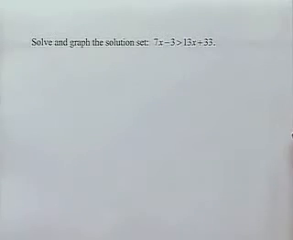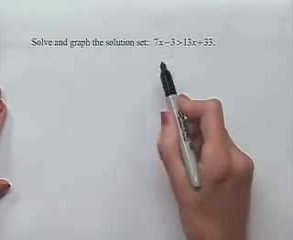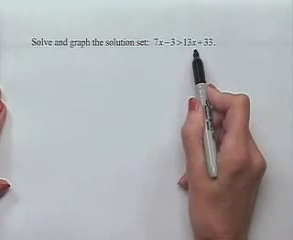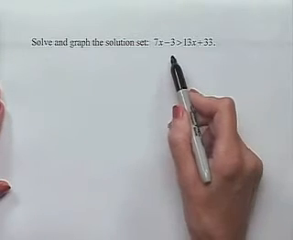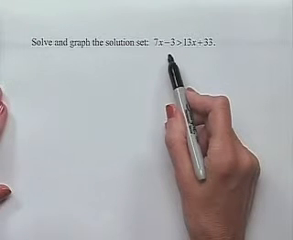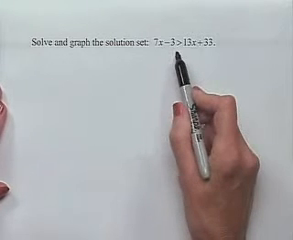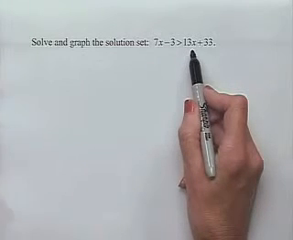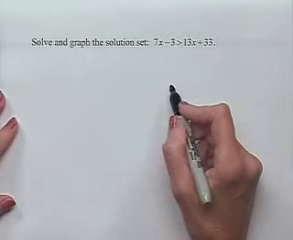Let's now look at a little more complicated linear inequality. Solve and graph the solution set. 7x minus 3 is greater than 13x plus 33. In this linear inequality, we have the variable x appearing on both sides of the inequality. We're going to, however, progress in the same manner as we would if it were a linear equation, and that is we begin by trying to put all of our terms with x on one side of the inequality.